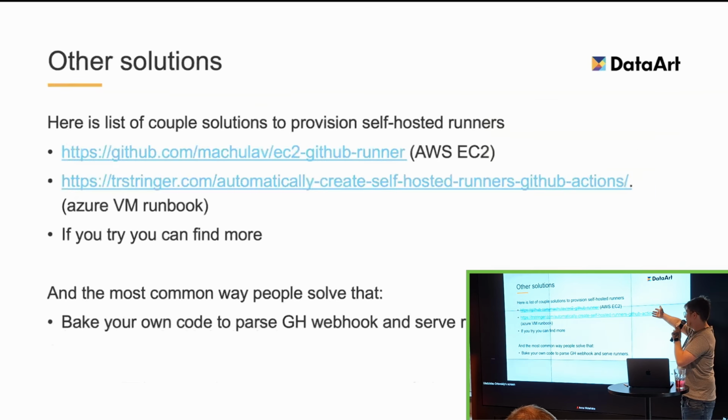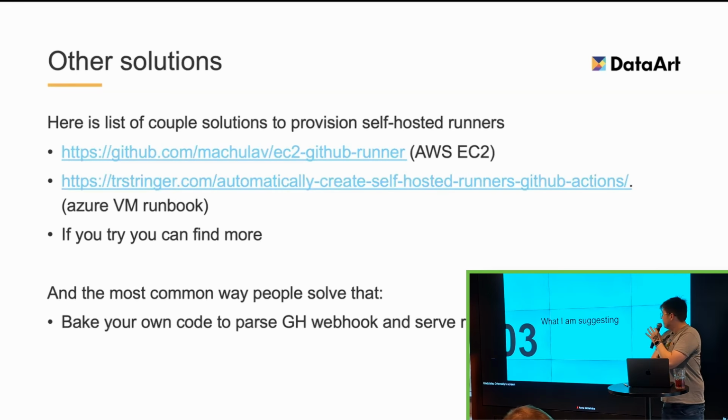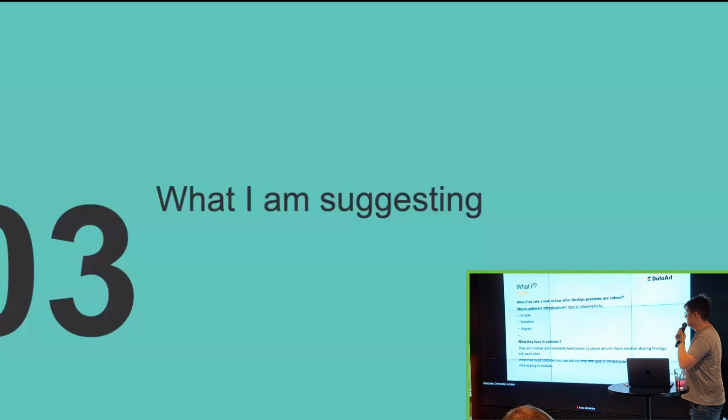The only repositories that I'm able to find are for EC2, provisioning on demand with webhooks, and some self-baked Azure automation for the VMs. Or bake your own code. So the question is, what are we going to do about it?